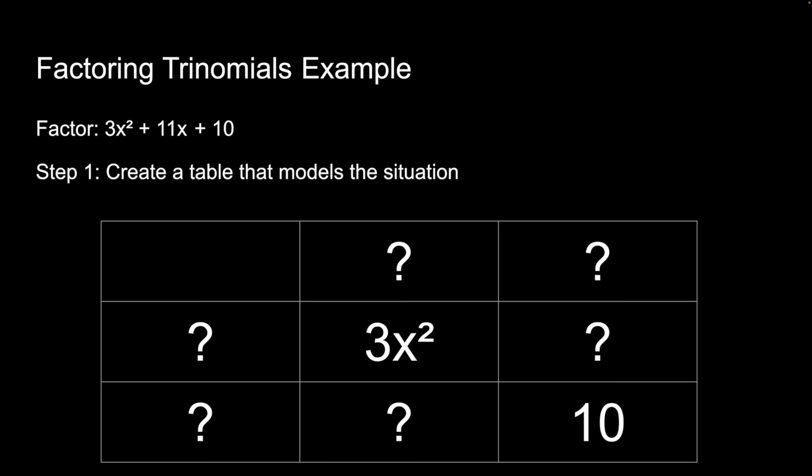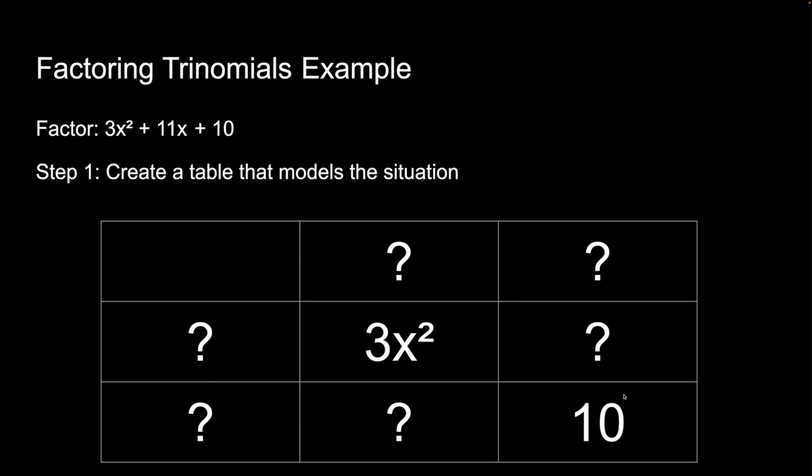So here we need to factor 3x squared plus 11x plus 10, which you'll remember is when you need to find two polynomials that multiply to the given trinomial. The first thing we need to do is to create a table that models the situation, and this will be extremely important when we're solving.